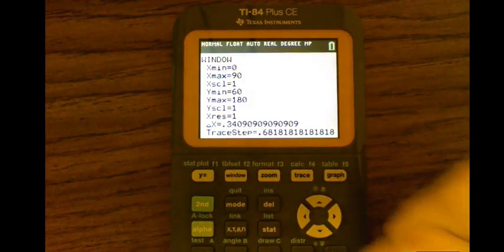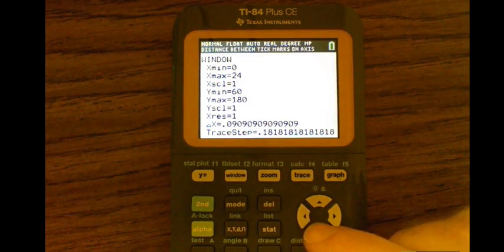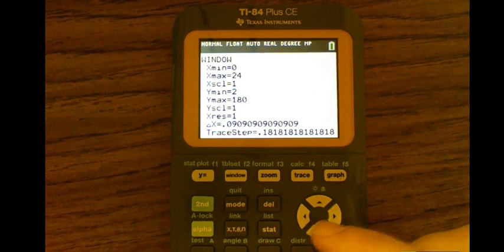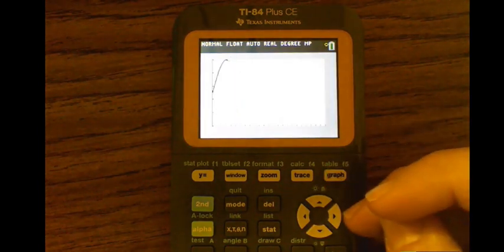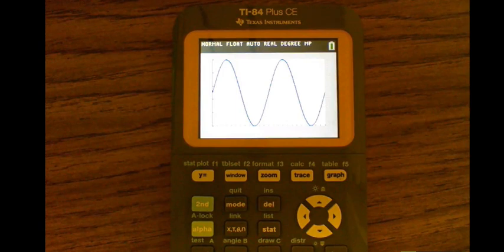So if I go to the window, again, this is a 24-hour period. And so the lowest we said was 2. The highest was 7. And so I'm going to use those as my window settings for this function. So it looks like we're getting 2 full periods of this graph.